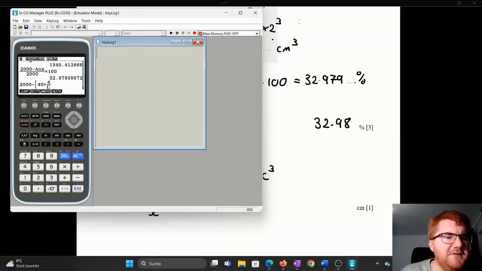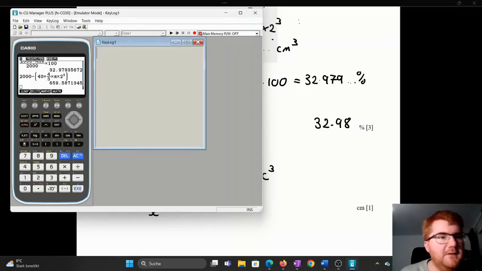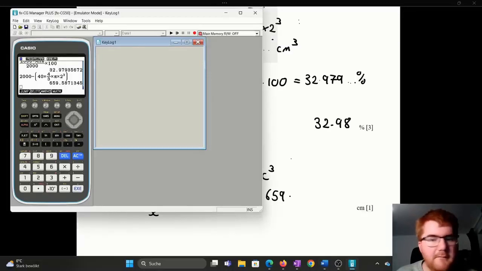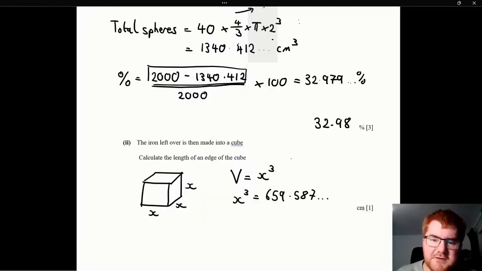You have 2.5 hours for this exam, so take your time. Absolutely fine to just repeat some calculations. That's not a problem. And let's make sure this looks like a sensible number. Should be around 500 and something, 600 and something. So 659.587.